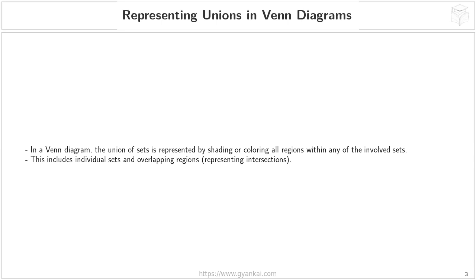This is really important. It's not just the overlapping part, but everything. This includes the parts that are unique to each set, and of course, the overlapping region which represents the intersection, the elements they have in common.